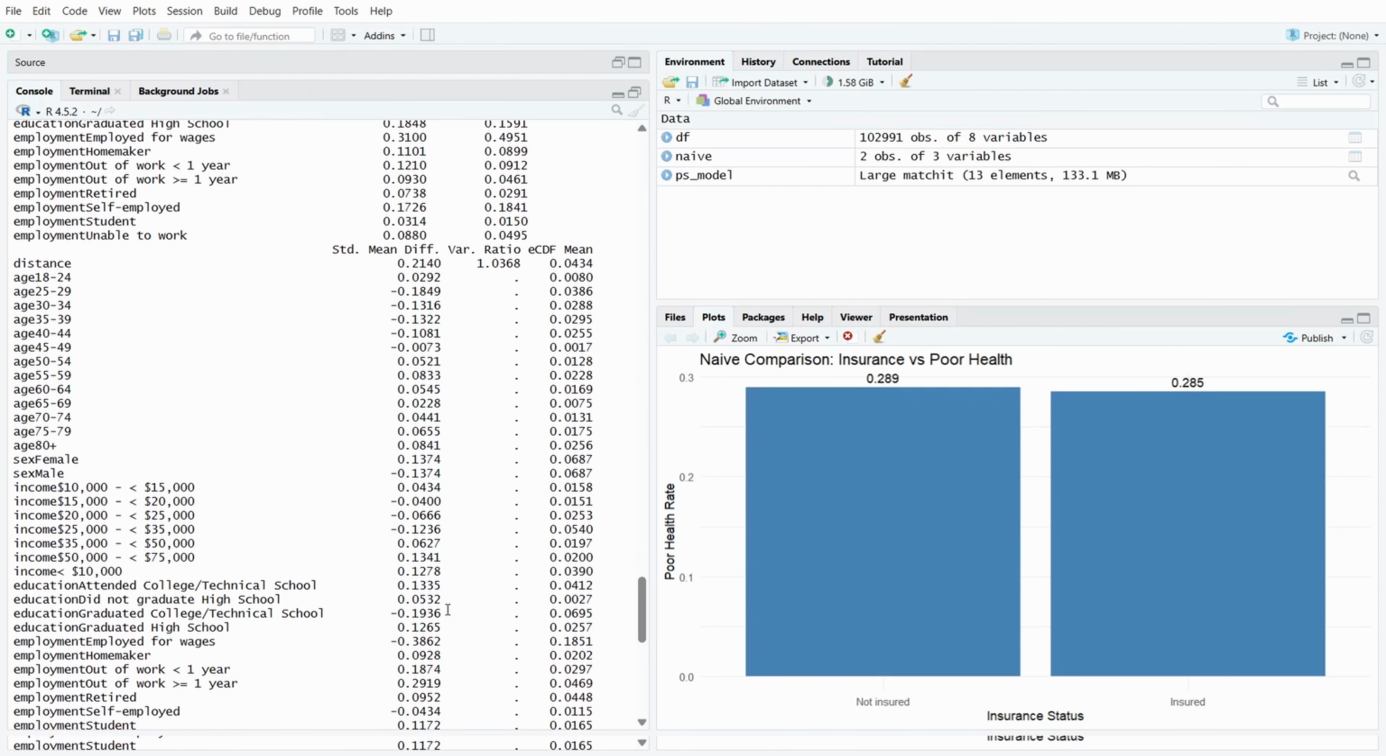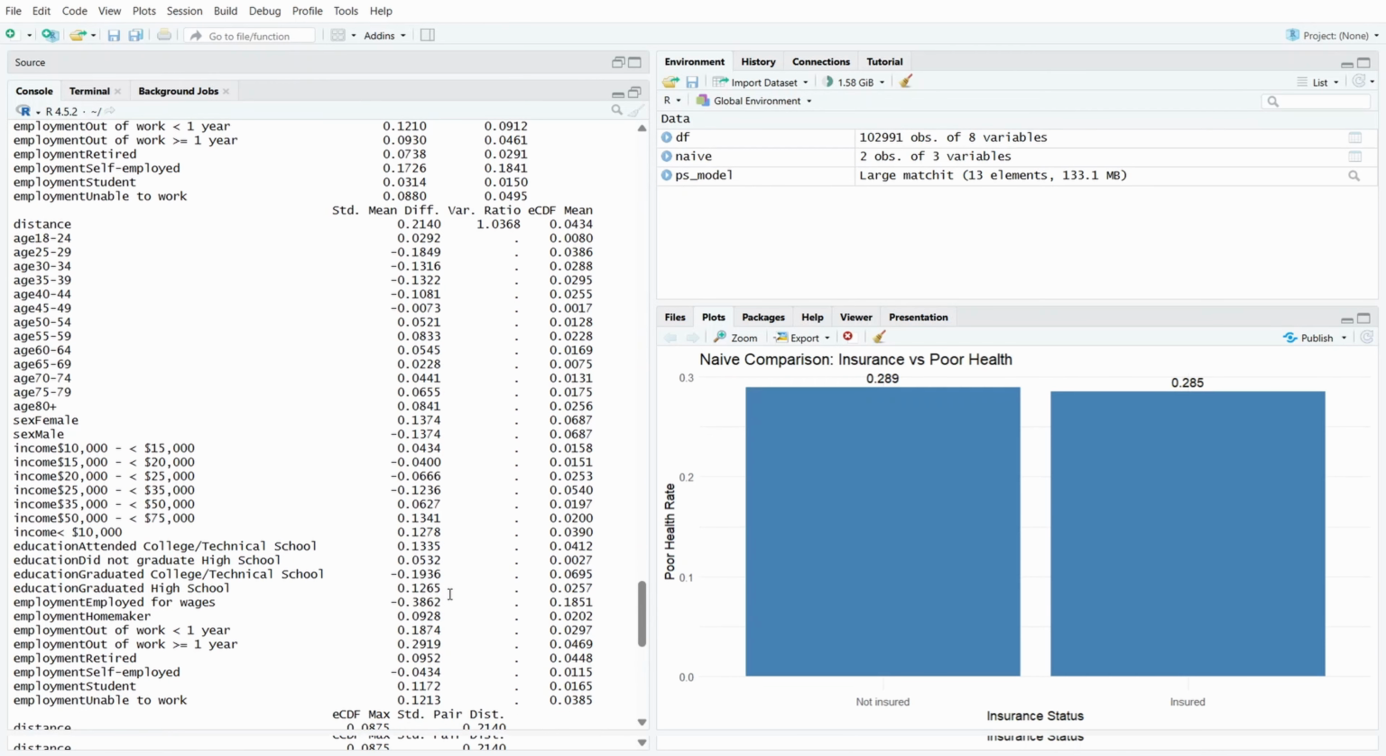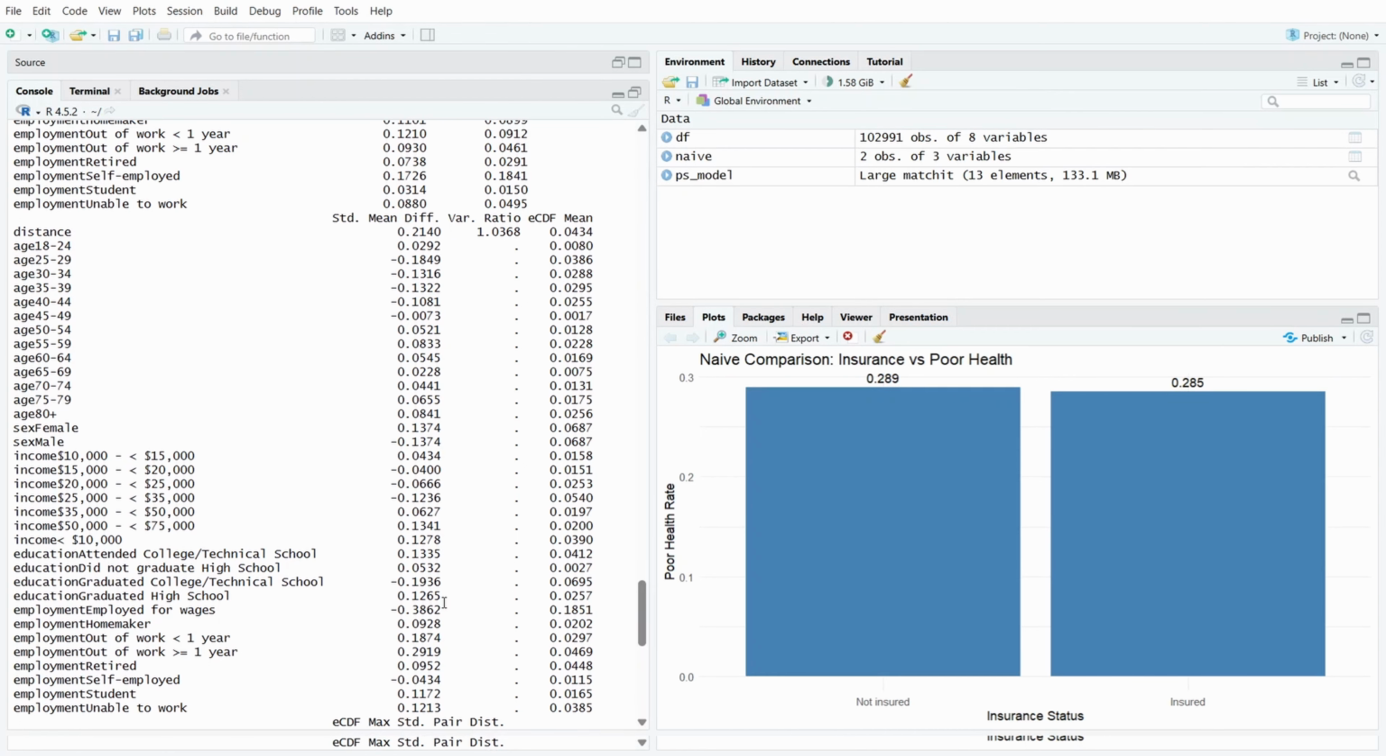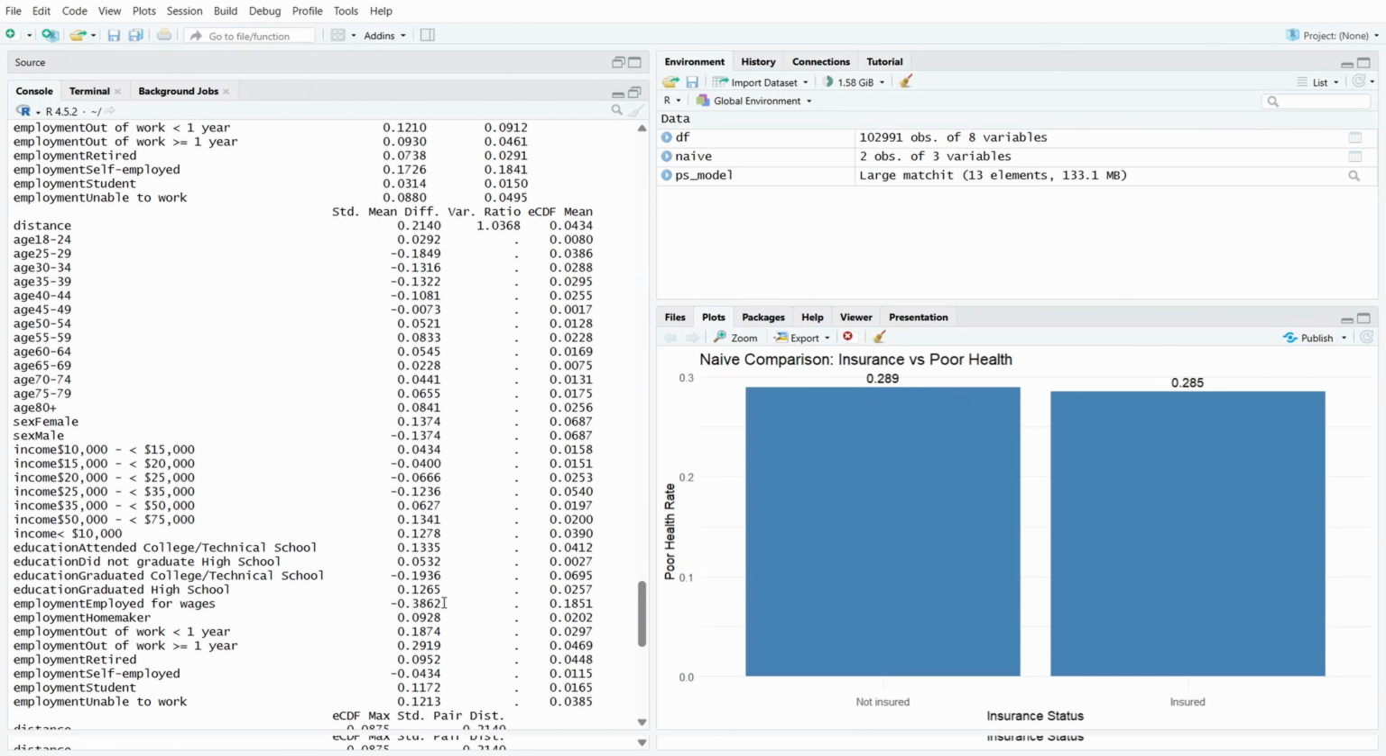Education imbalance also decreases noticeably. The very large imbalance we observed earlier among college graduates becomes much smaller after matching. Employment status improves as well, although some employment categories still show residual imbalance. For example, the category employed for wages still has a standardized mean difference around 0.39 after matching. That tells us employment remains one of the more difficult variables to fully balance in this dataset.